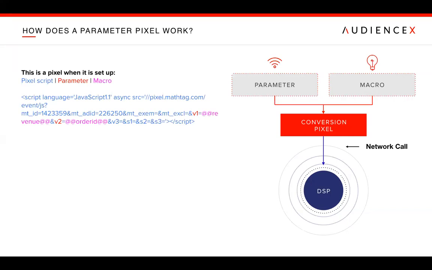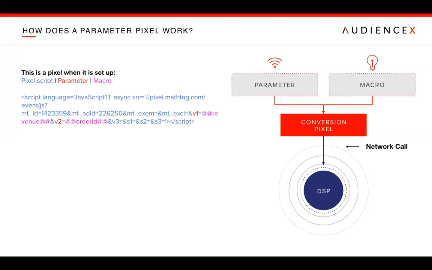So in this instance, the parameter in the red is from the DSP. So in this case, this is a MediaMath pixel. In MediaMath, we know that v1 MediaMath will understand as revenue. So that's how they'll calculate return on ad spend. And then v2, we've decided to also track order ID.